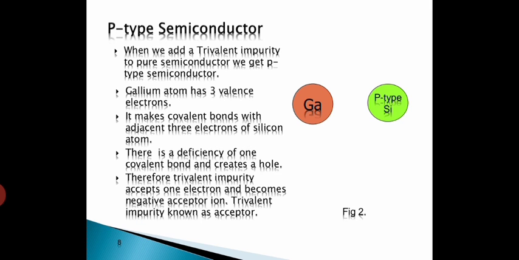P-type semiconductor. When we add a trivalent impurity to pure semiconductor, we get p-type semiconductor. Gallium atom has 3 valence electrons. It makes covalent bonds with adjacent 3 electrons of silicon atom. There is deficiency of one covalent bond and it creates a hole. Therefore, trivalent impurity accepts 1 electron and becomes negative acceptor ion. Trivalent impurity is known as acceptor.